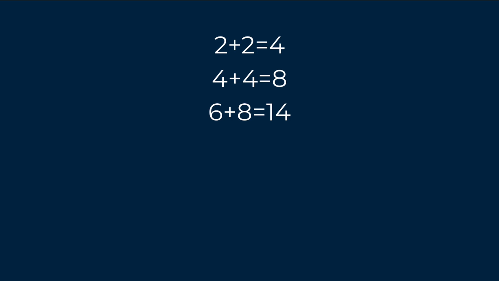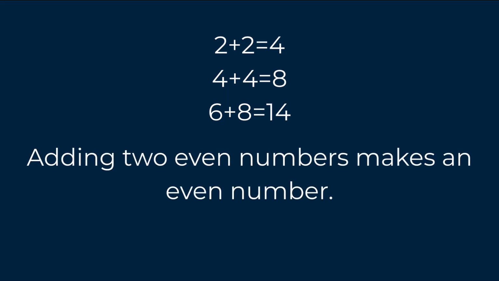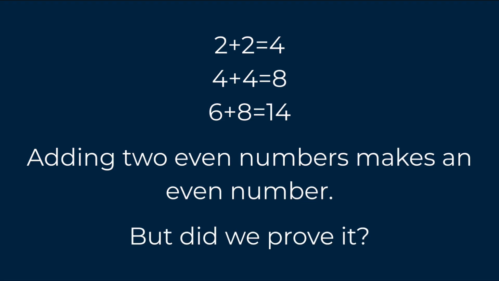So, here we can see two even numbers adding up to another number, which also seems to be even. 2 plus 2 is 4, 4 plus 4 is 8, 6 plus 8 equals 14. Adding two even numbers makes an even number. I would think this is pretty standard knowledge at this point. But did we prove it? Well, not really. We just gave a couple of examples.